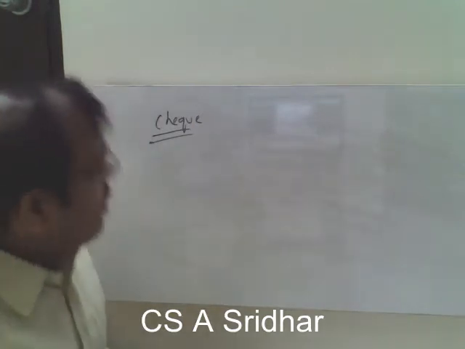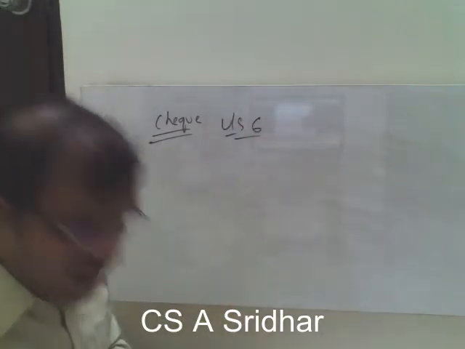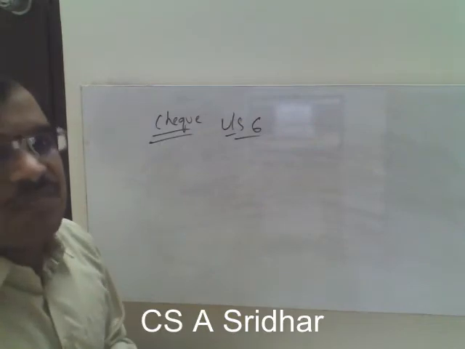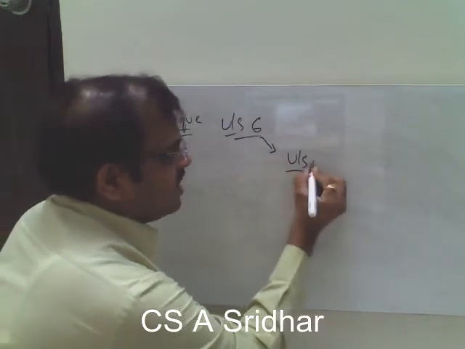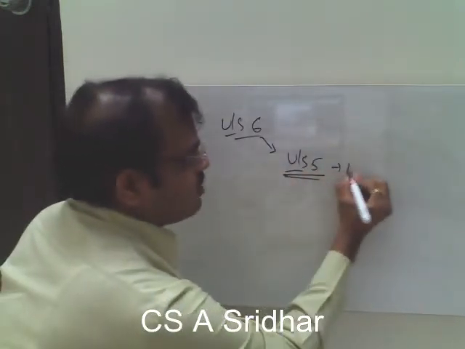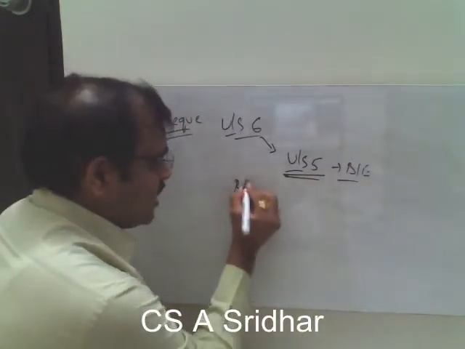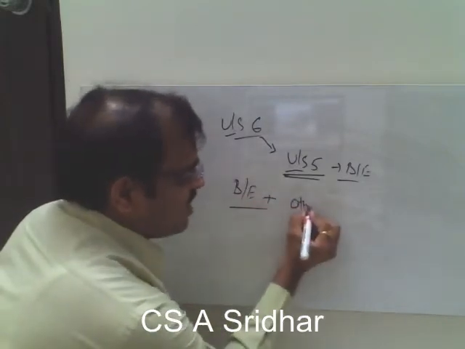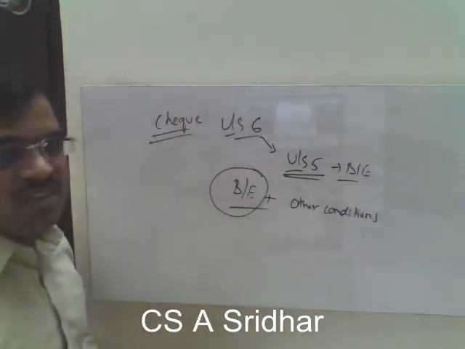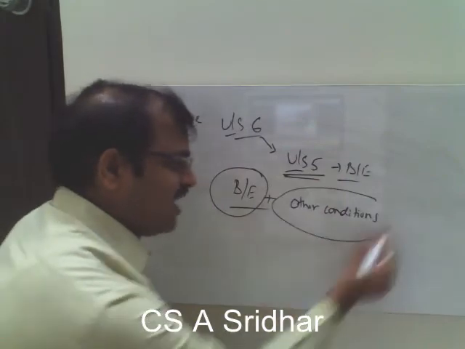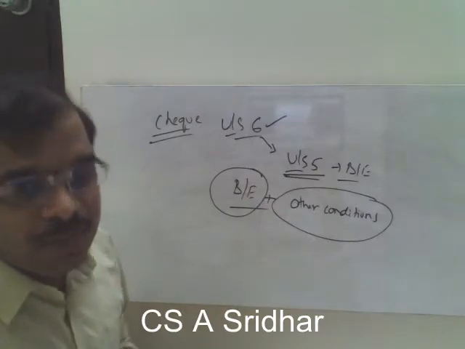If you observe the definition of check, it is given under section 6 of the Act, which says that a check is a bill of exchange. Prima facie, it is a bill of exchange. That means a check shall satisfy all the essentials stated under section 5, that is, of a bill of exchange. So prima facie, a check is a bill of exchange plus other additional conditions. When any instrument satisfies all the essentials of a bill of exchange, and if it satisfies the other conditions also, as specified in section 6, then it is considered to be a check.